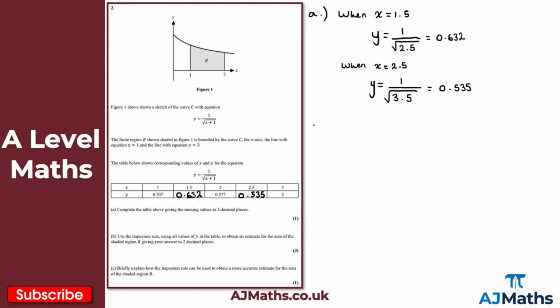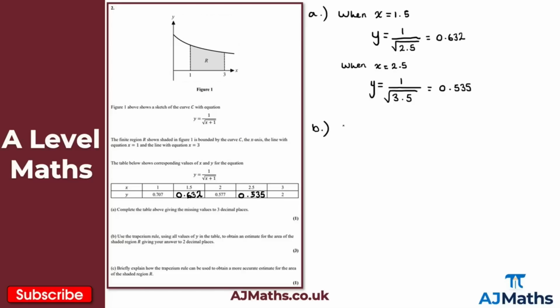Let's take a look now at part B here. So for part B then, we're simply using the trapezium rule now, using all the values of y in the table to obtain an estimate for the area of the shaded region R, giving our answer to 2 decimal places. So just remember here, the formula for the trapezium rule is given in the formula book, so you don't have to worry about memorizing this result.